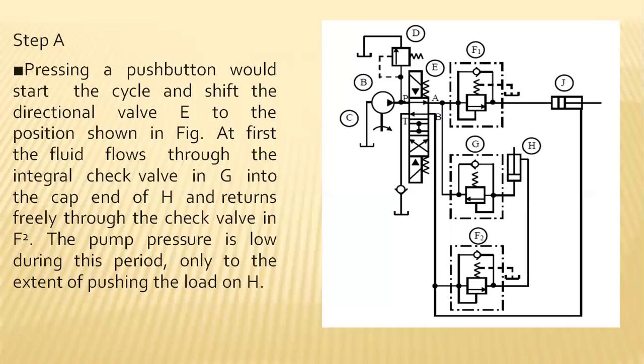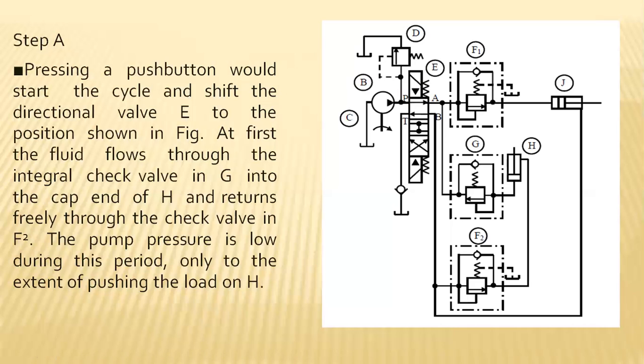So the first initial step is pressing the push button to start the cyclic process, which shifts the valve E, the first type of valve. So here, the push button is nothing but switching on the solenoid valve.